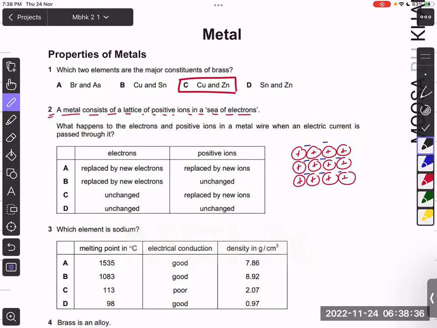Because when a cell or battery is connected across a metal, electrons from the negative terminal of a cell move from the negative terminal towards the positive terminal. In doing so, what does this electron do? These electrons repel the sea of delocalized electrons in the metallic lattice.